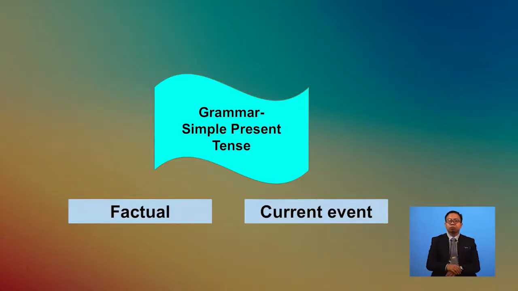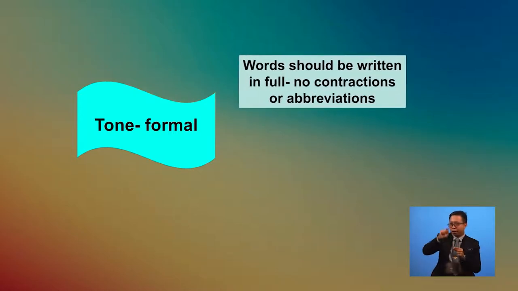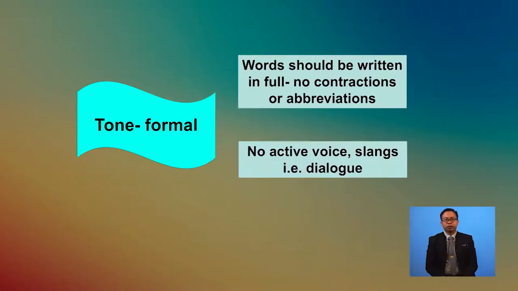When writing an article, we are writing something factual, and in this case, a current event. Hence, yes, we are thinking of the simple present tense. Next, we are going to look at the tone used in the article. Since you are writing it for your school blog, you are writing your article using a formal tone. It means that words should be written in full. No contractions or abbreviations. No active voice like slangs or dialogue.